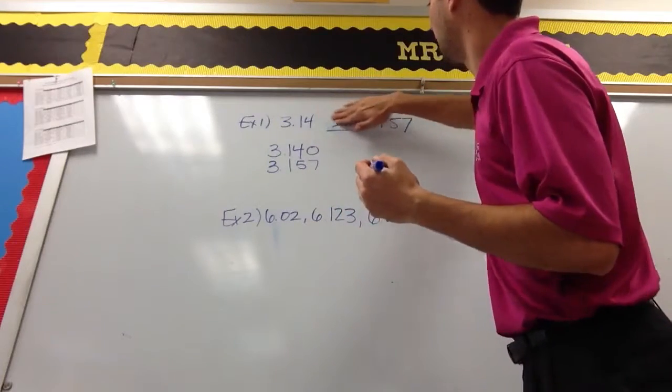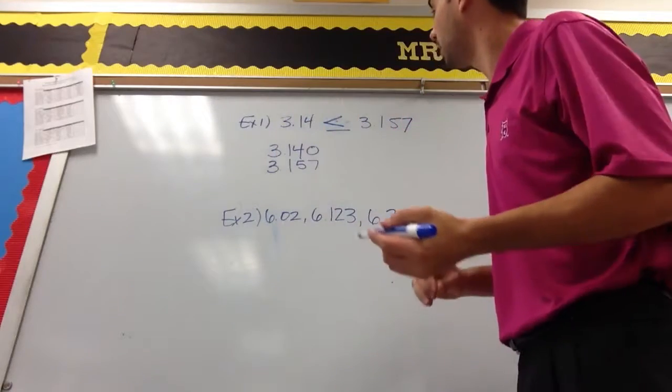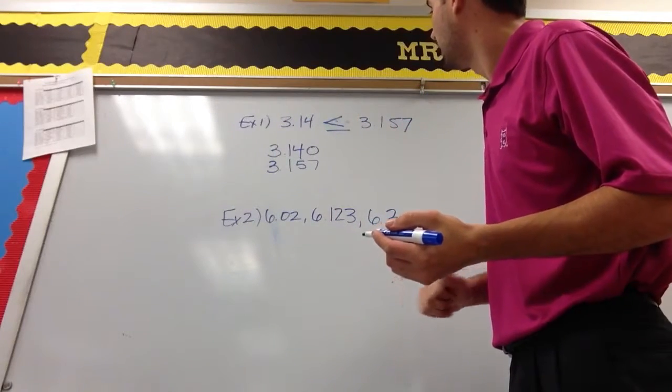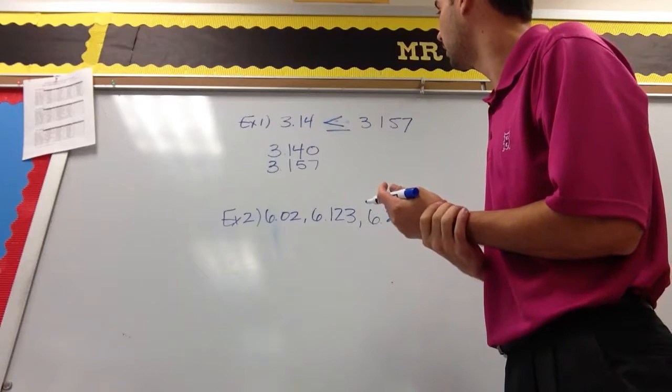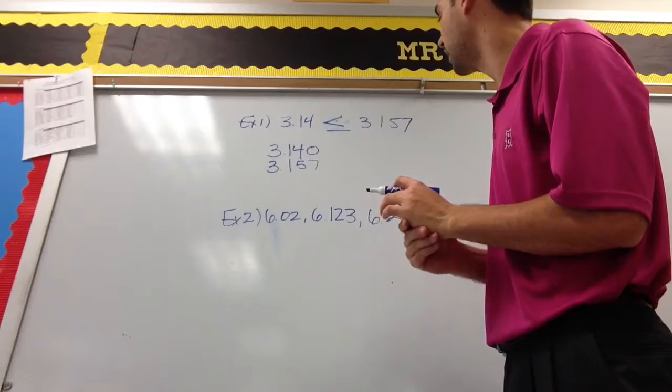Oops, I put the wrong sign. Remember, the opening always eats the bigger number. So 3 and 14 hundredths is less than 3 and 175 thousandths.